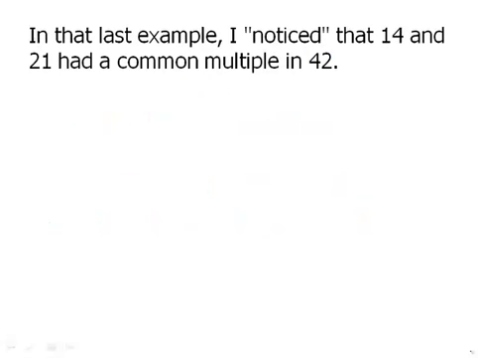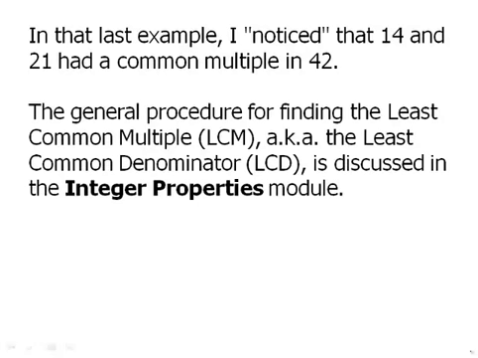In that last example, I quote-unquote noticed that 14 and 21 had a common multiple in 42. And this may be discouraging. You might think, oh gee, well, I have to notice these things. What if I don't notice them? Well, it turns out there's a general procedure for finding the least common multiple of two numbers. This is also known as the least common denominator. This is discussed in the integer property module. So once you get to the integer property module, you'll be able to do this procedure and find the least common denominator of any two numbers.